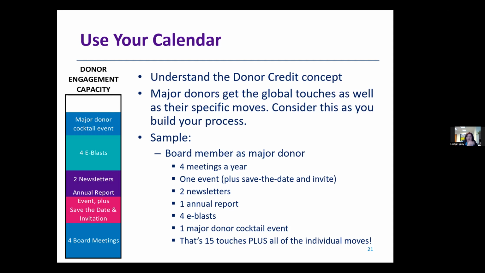Now, I want you to look at this list. You see something that might happen with your major donors or a board member. The board member is going to go to 4 board meetings a year minimally, 1 event plus the save the date plus the invite, 2 newsletters, an annual report, 4 e-blasts, 1 cocktail event. That's 15 touches. And with a major donor, you haven't even started your moves yet, those processes to move them toward the organization and a gift.